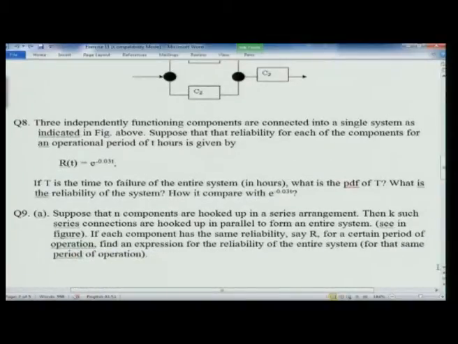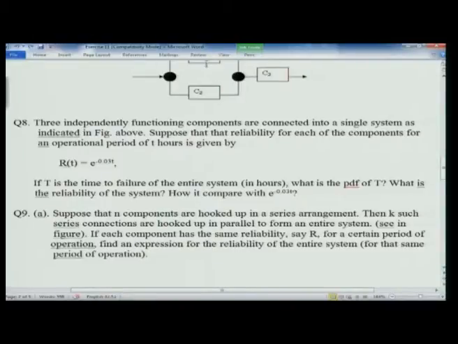So, if t is the time to failure of the entire system, what is the PDF of t, that you can find out? Well, you will first find out the reliability function, or you can try to find the PDF directly. What is the reliability of the system? How does it compare with e raised to 0.03 t? So, obviously, I think even your guess should be that it will definitely improve the reliability, because there are two components in parallel. Okay.